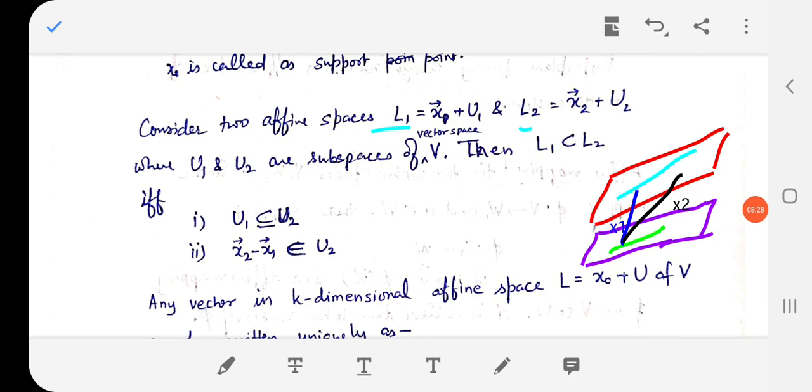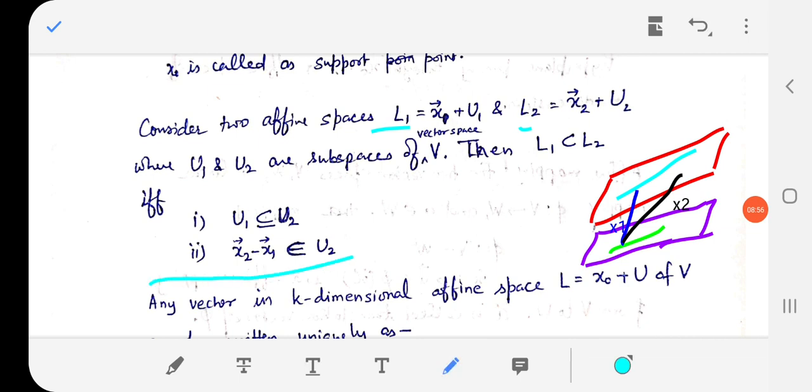The second point is what we have said, x2 minus x1. Any 2 points in the red space, if they are subtracted, so x2 is one point in the red plane and x1 is also one point in the red plane, and if you subtract them, x2 minus x1 or x1 minus x2, then definitely that particular vector will be in the purple subspace, that is in U2, and that's what is written here.